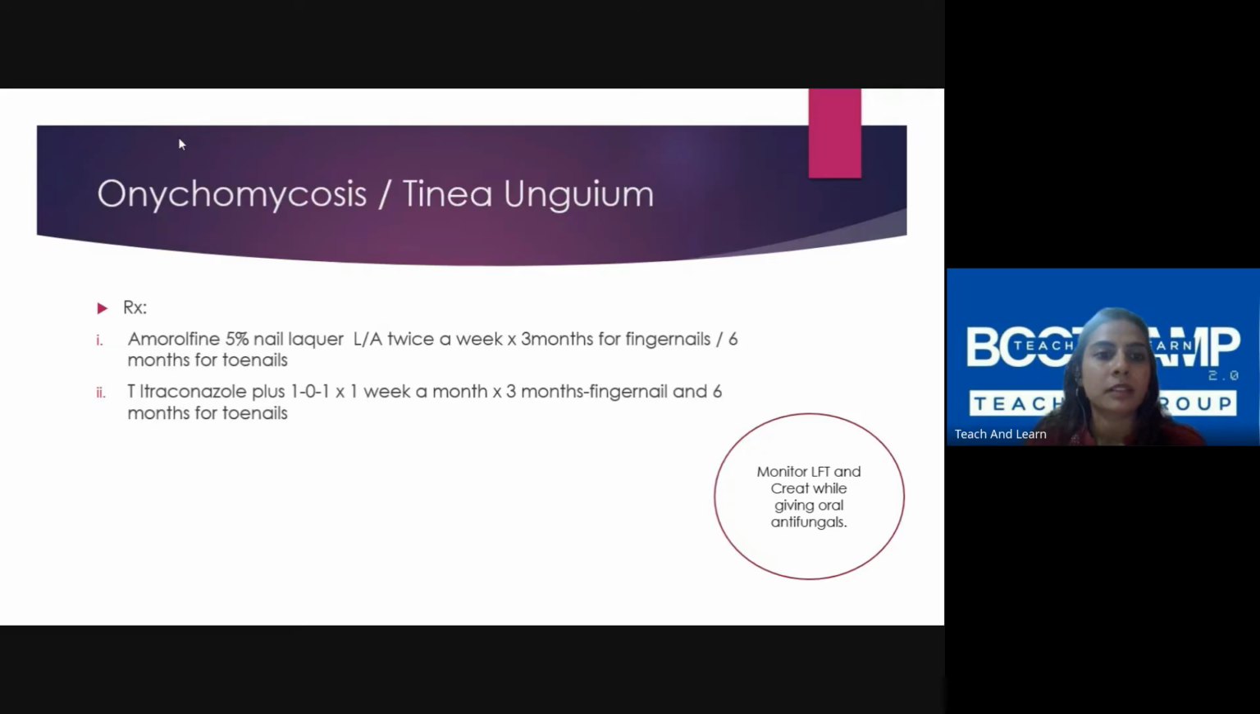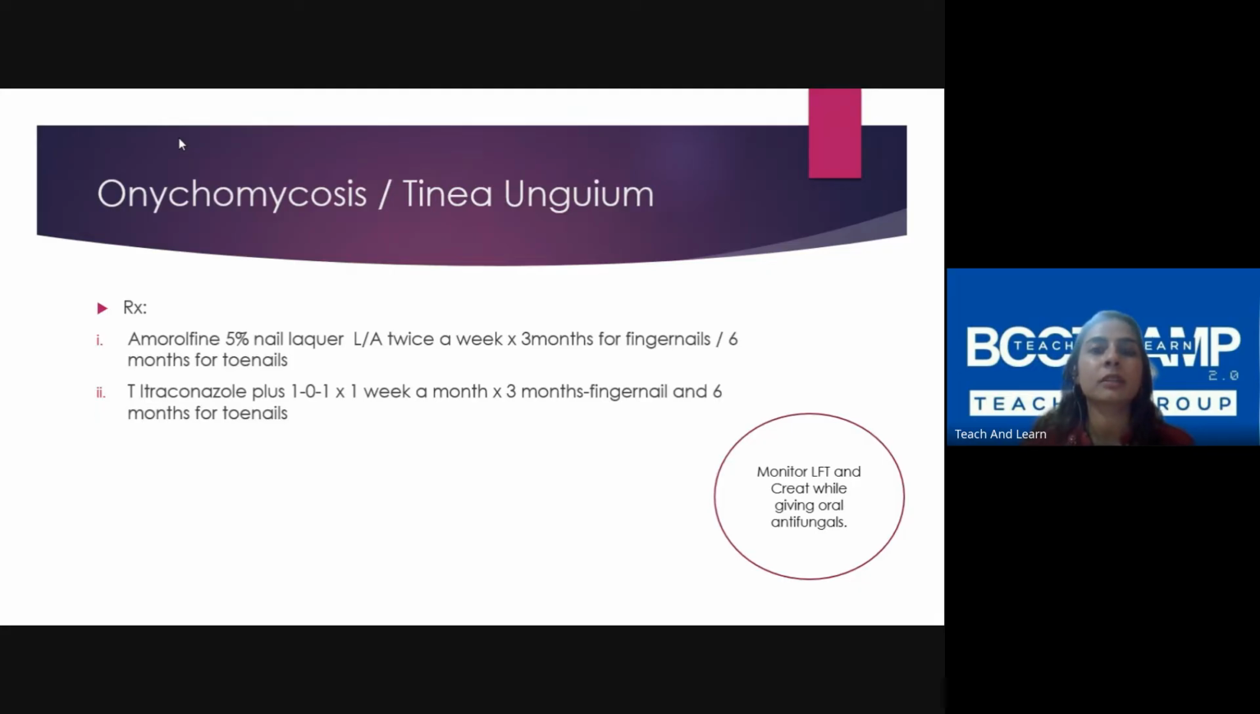Okay. So we're going to give nail lacquer, and then with that the next treatment would be tablet itraconazole plus, which is 200 mg itraconazole. Before we gave 100 mg, this is 200 mg twice a day, morning and night, for 1 week a month. That is, if you're starting the treatment on the 1st, tell them from the 1st to the 7th you have to take it. Then you have to stop.